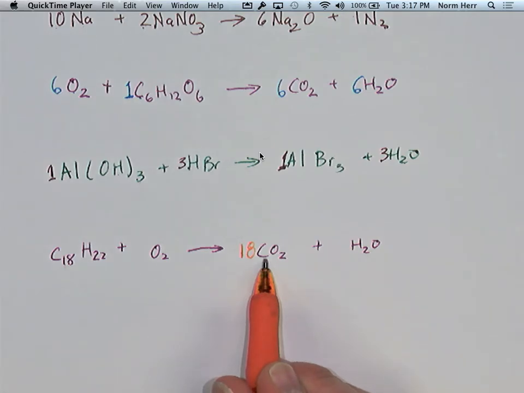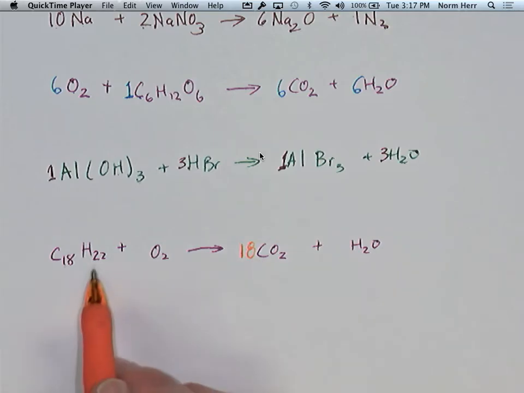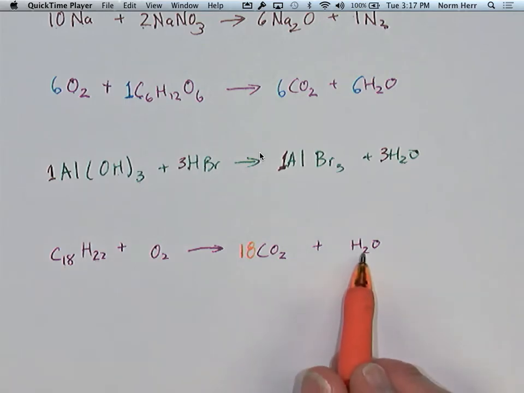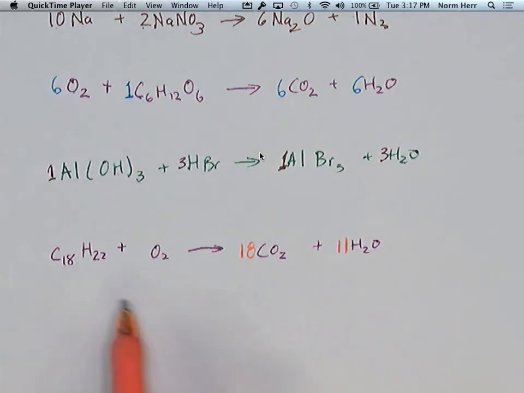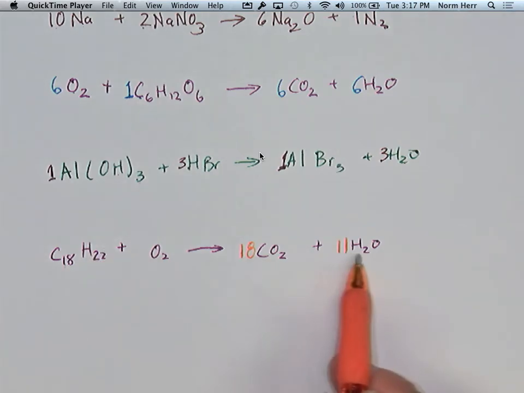The next thing to do is to go to anything else which is found in that 1-to-1 ratio, because that relationship is going to be fixed. We see 22 hydrogens here, and we see 2 over here. So if we multiply this by 11, we now have balanced our hydrogens. So there's 22 on the left plus 22 on the right. 11 times 2 is 22.